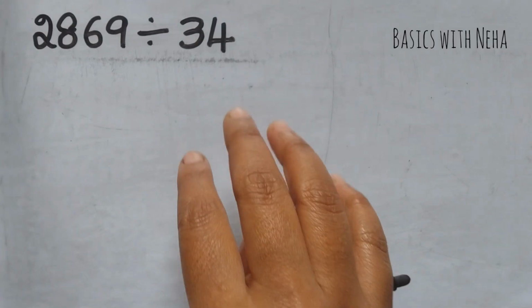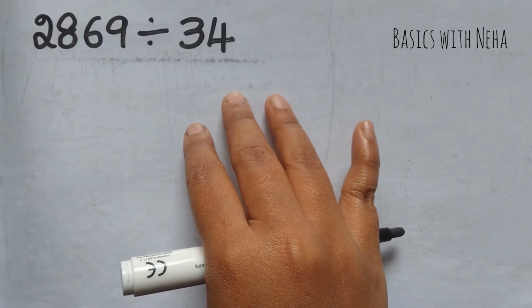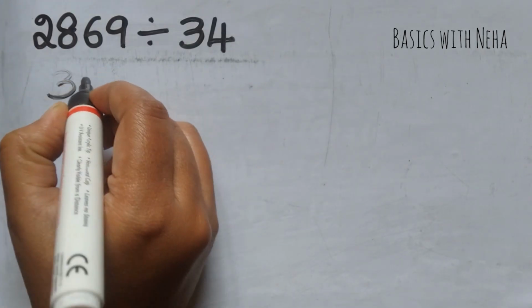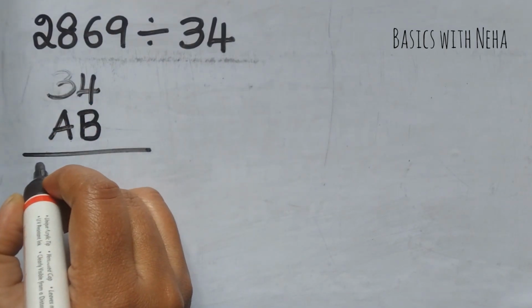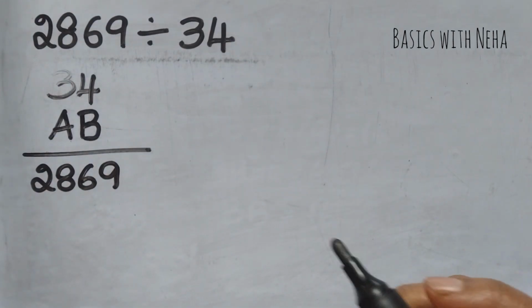In today's video, I'm going to show you how to do division in Vedic Maths, and we are using the crisscross method to do it. So this ideally means 34 into some number is going to give me 2869.